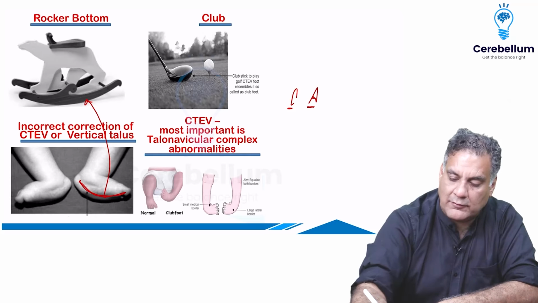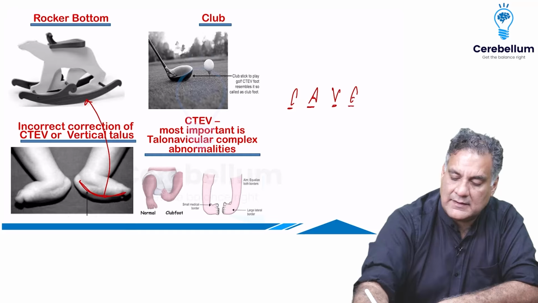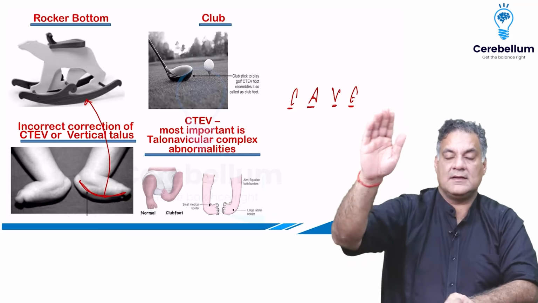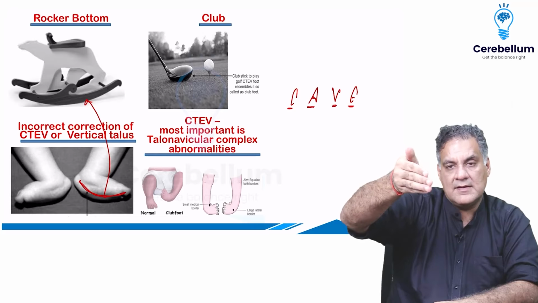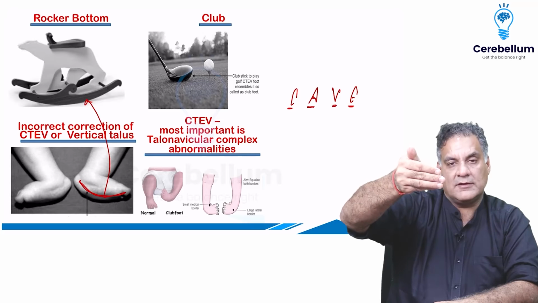CTEV is a component of 4 deformities, which are remembered by the mnemonic CAVE. So, what is there? There is equinus at ankle, varus or medial rotation at the subtalar joint, adduction or medial rotation of midfoot and forefoot, and increased plantar arch called cavus.